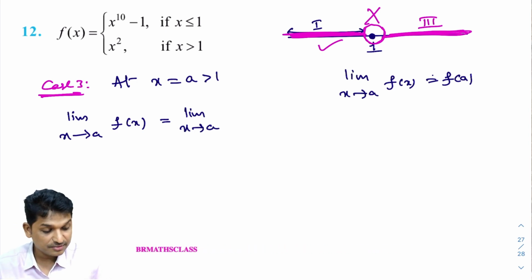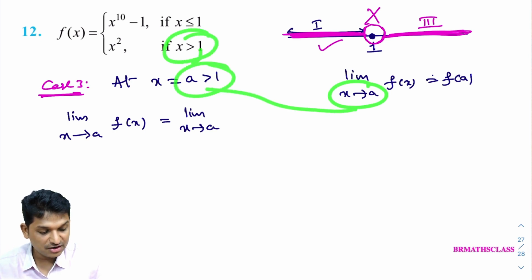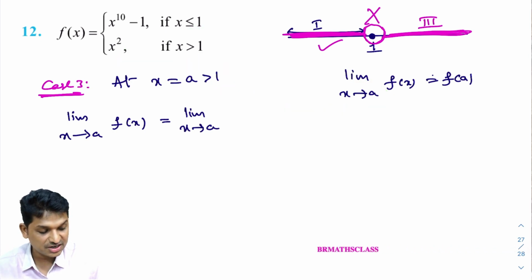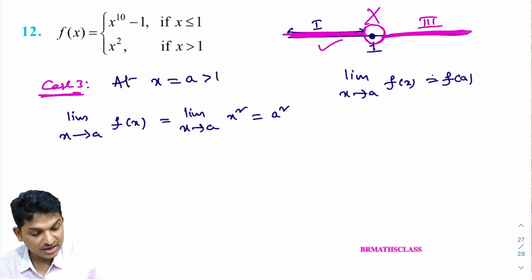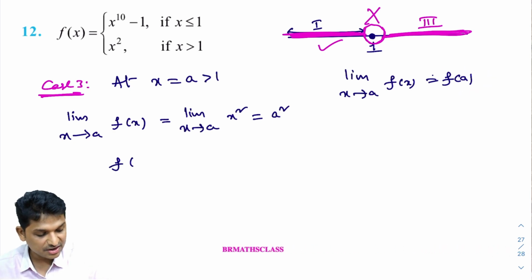So limit x approaches a, f of x. What is f of x? Here, what is the a value? The a value is greater than 1. When a is greater than 1, which function to choose? This function, x square. So what will you get here? This is a square. Now I need to calculate f of a.